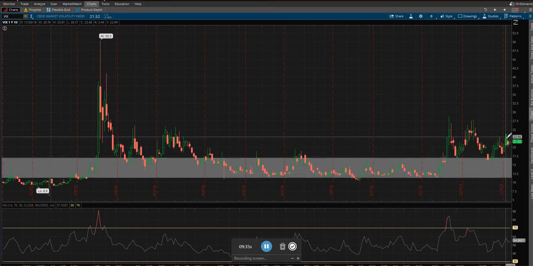Don't try to speculate, right? Don't try to speculate on what you think you're going to see. Actually trade what you are seeing.